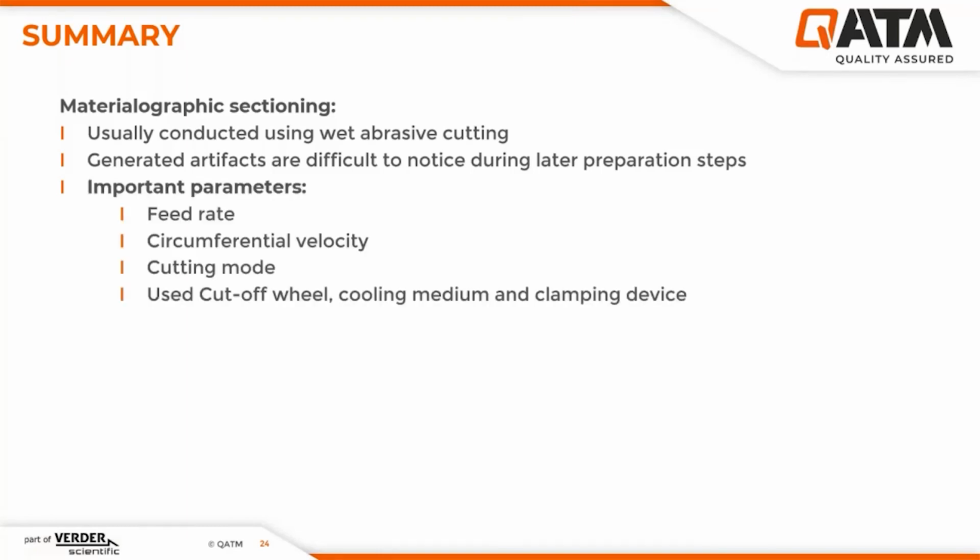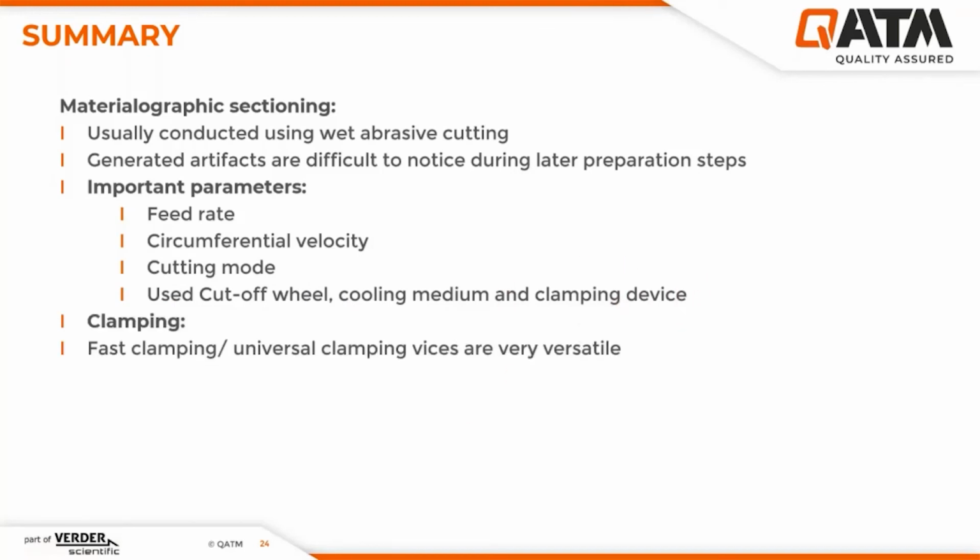The most important parameters for wet abrasive cutting are the feed rate, the circumferential velocity of the cutoff wheel, as well as the cutting mode. And of course, the choice of cutoff wheel and cooling medium, as well as the use of the proper clamping device. Clamping devices come in various sizes and shapes. Fast clamping devices and universal clamping devices are really versatile tools no laboratory should miss. However, there are applications that require very specific and customer-oriented clamping solutions, and I hope that I have given you a short insight in that matter.